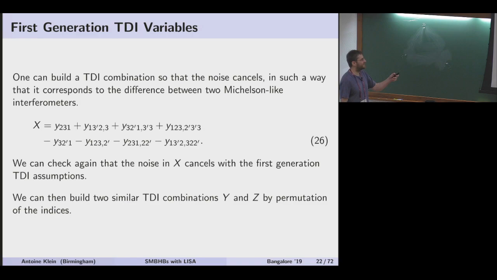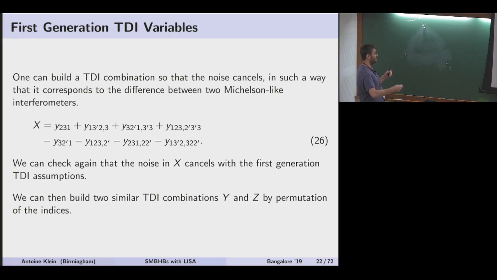So X here is a combination of 8 different single arm measurements with between 0 and 3 time delays. And they also correspond to a sort of reconstructed signal, a difference between 2 reconstructed signals.